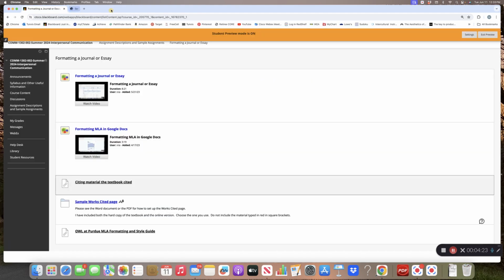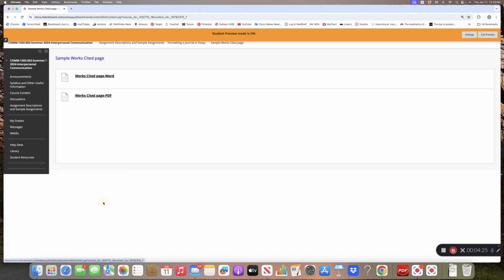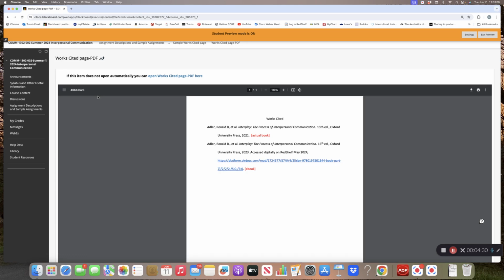Okay. There is also an example of a sample works cited page. I'm just going to go to the PDF. This is if you don't, please, when you cite it, don't write actual book. If you have a hard copy of the textbook, this is how you cite it. If you are accessing it digitally on Redshelf, this is how you cite it. I don't believe there's another version, but if there is and you're not exactly sure how to cite it, get in touch with me and we will figure it out.